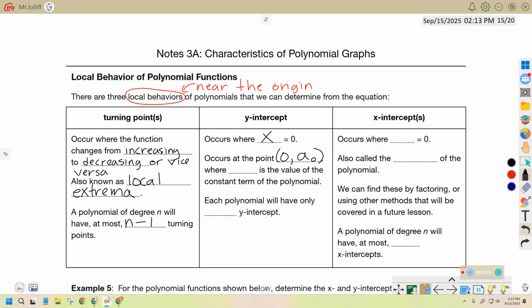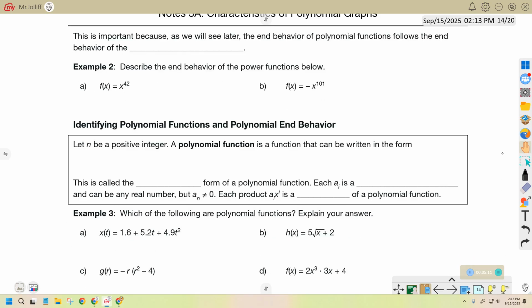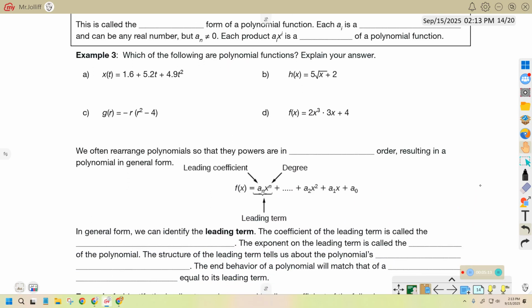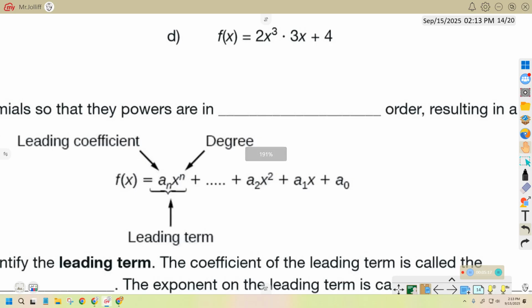If you look where we defined a polynomial, I'm going to go back a page. I'm pretty sure it's here. Where we defined a polynomial here on that second page, you'll notice that the last term of the polynomial is a sub 0.